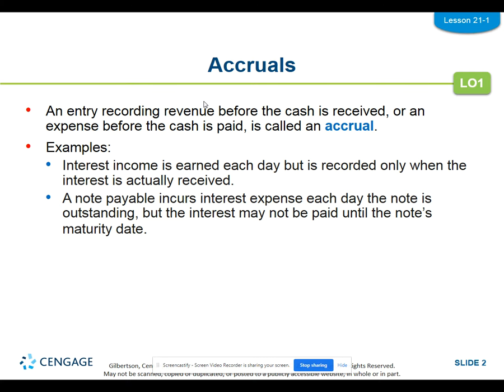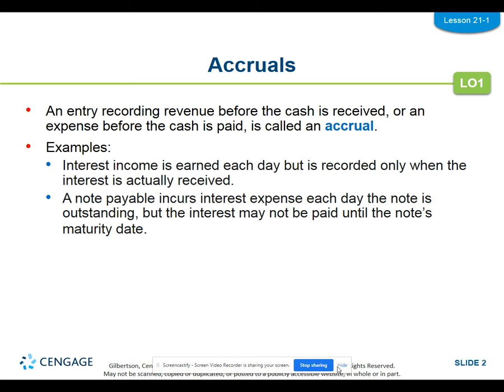Accruals, examples. It says in here that expenses that have happened before the actual cash is paid are called an accrual. Examples can be interest income. It's earned every day, but it's recorded only when the interest is actually received. A notes payable that you have, you accrue interest every single day while the note is outstanding, but the interest is not paid until the note's maturity date. And that might happen over two different fiscal periods.